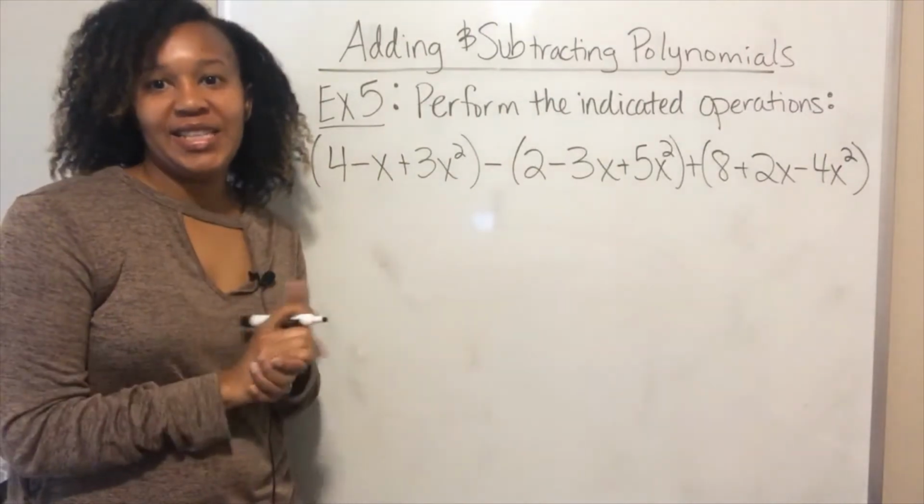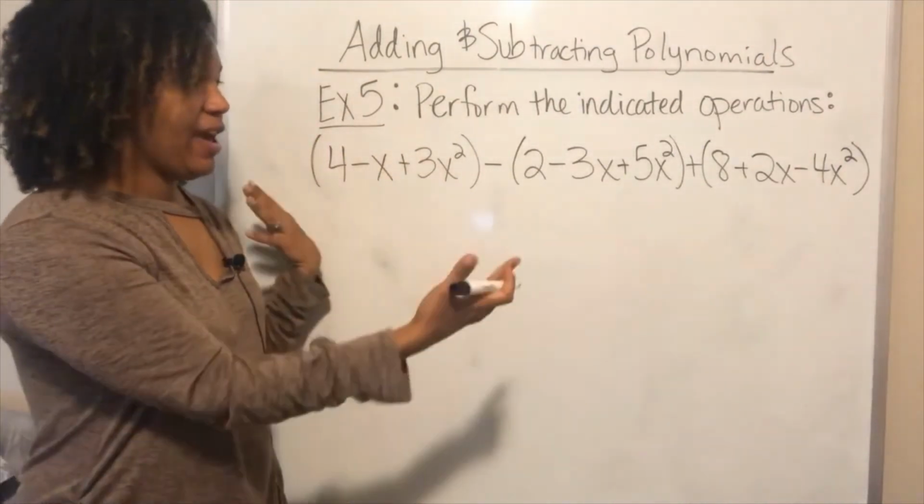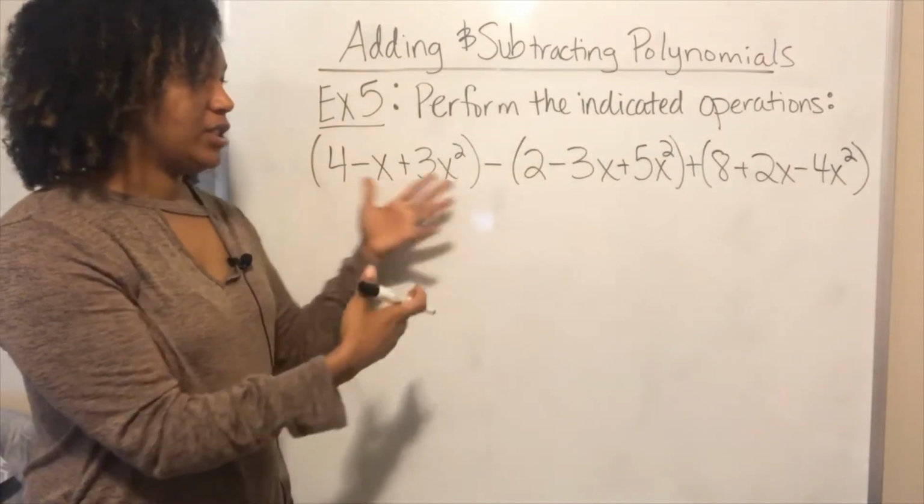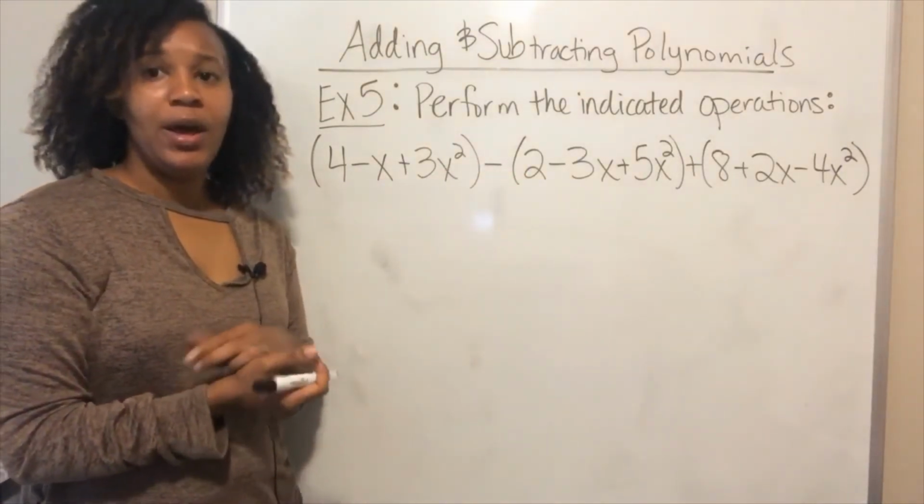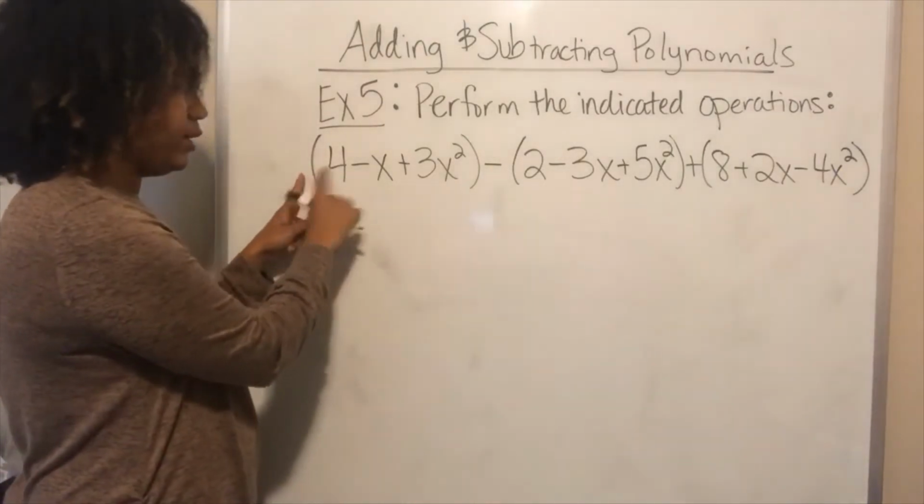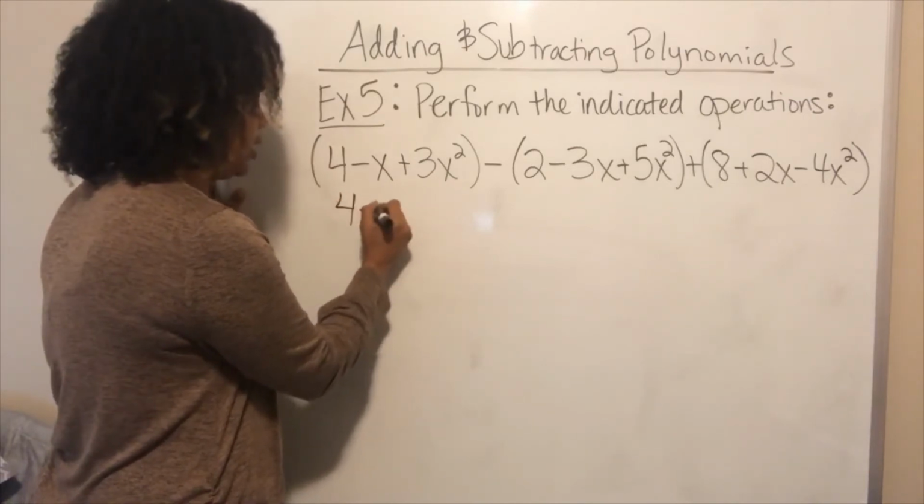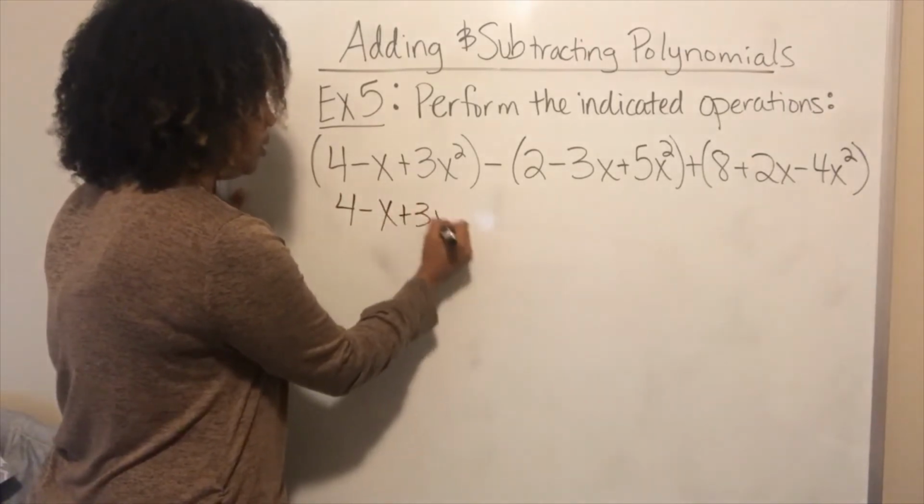And this is the last example we're going to do in this video. So we want to perform the indicated operation. So what we have is a combination of subtraction and addition. So again, you could drop the parentheses if you're adding or if there's nothing in front of the parentheses. So here there's nothing in front of the parentheses, so we'll rewrite this without the parentheses.